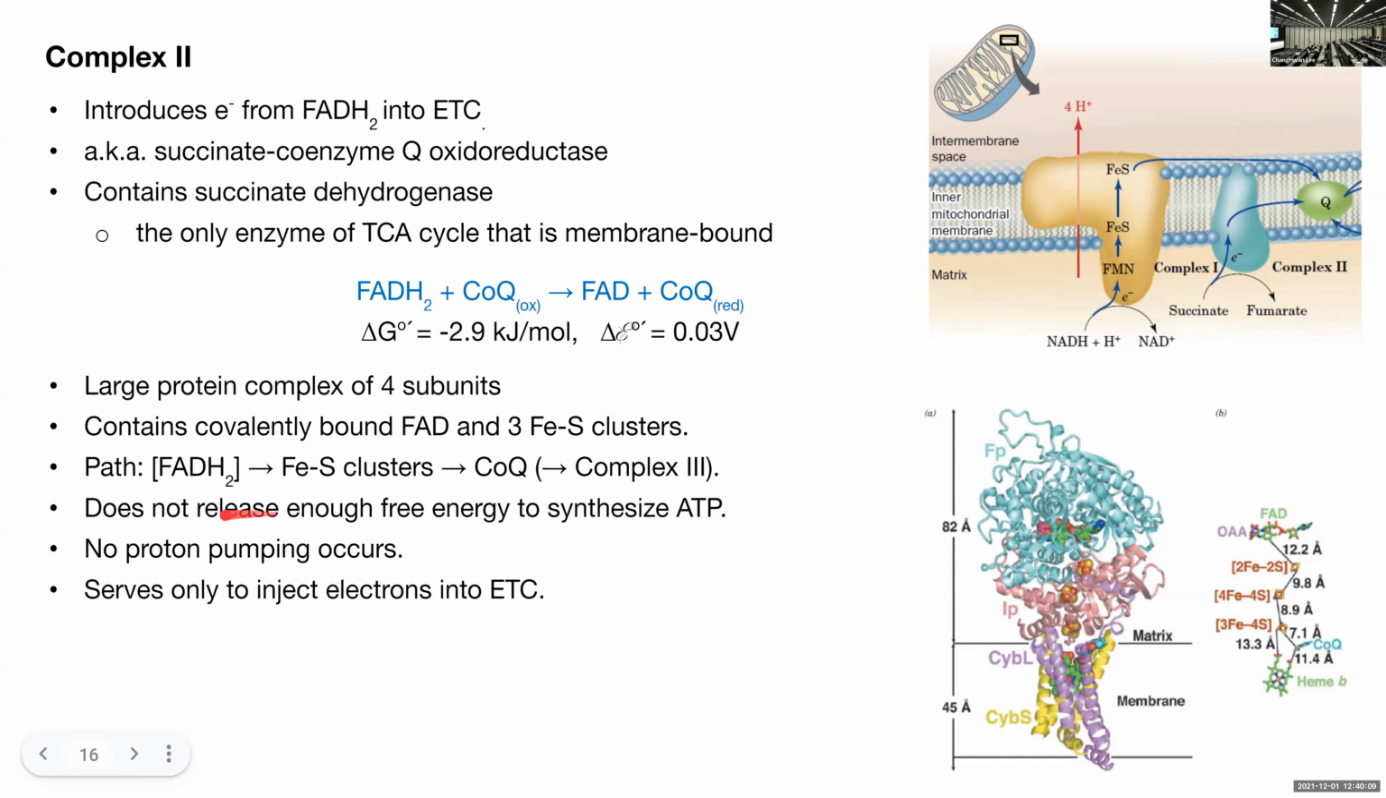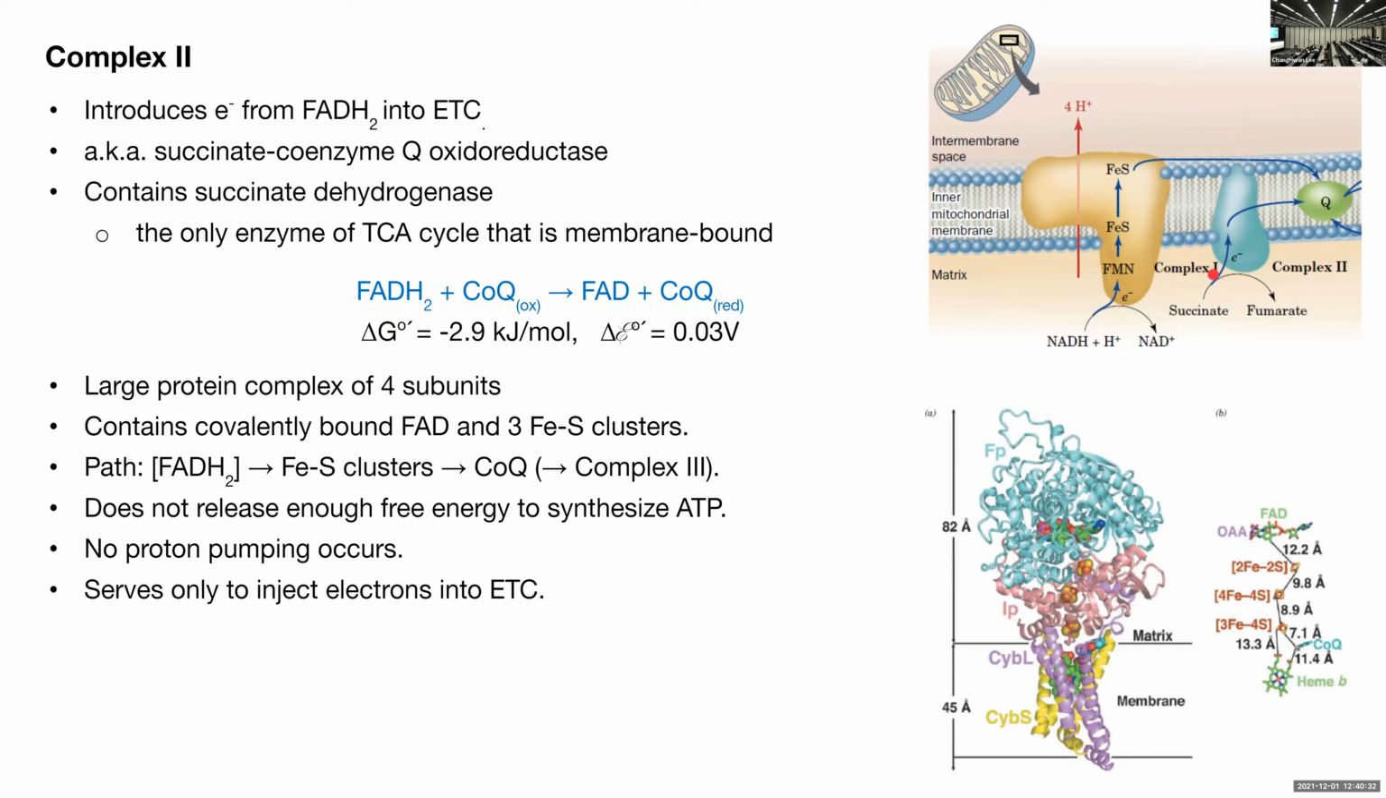And it does not release enough energy to synthesize ATP because it does not set up the proton gradient at all. So when you look at it in this cartoon, complex 1 pumps out the 4 protons, as opposed to, there's nothing written here for complex 2, right?